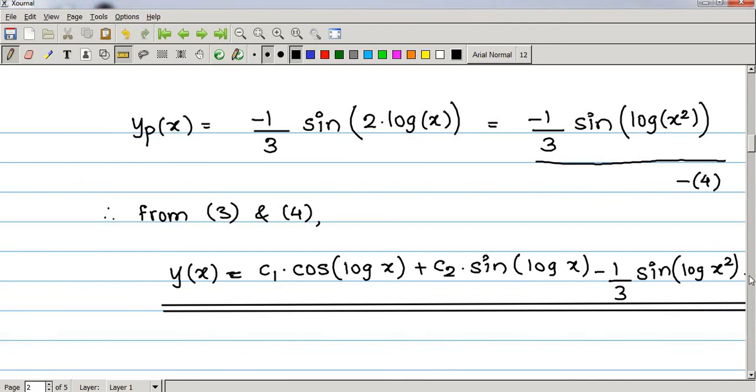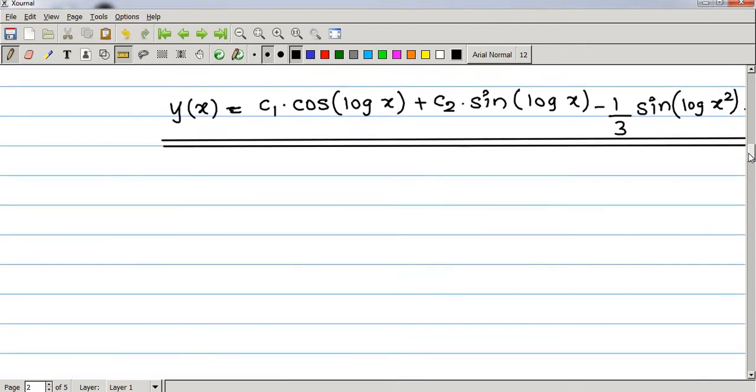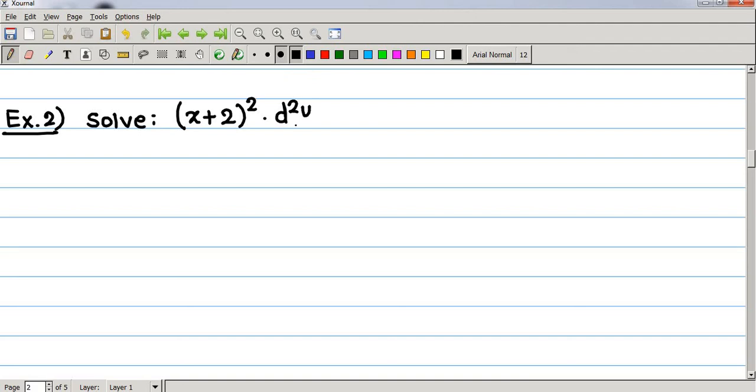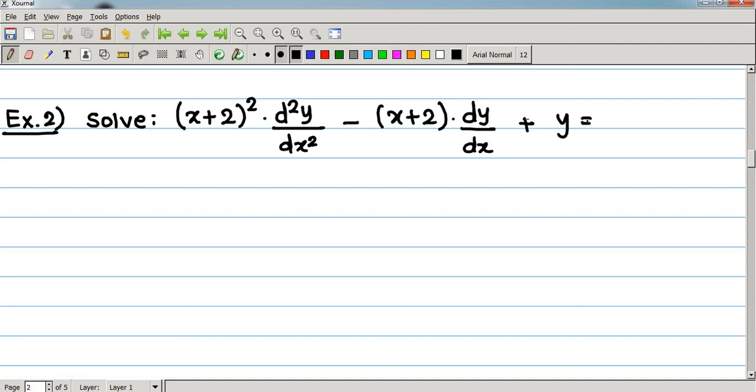For Cauchy's differential equation, the variable coefficient form is said to be Legendre's differential equation if its coefficient is a linear factor of x. So let's take one problem on Legendre's differential equation. Example number 2, solve x plus 2 bracket square into d2y by dx square minus x plus 2 into dy by dx plus y is equal to 3x plus 4.